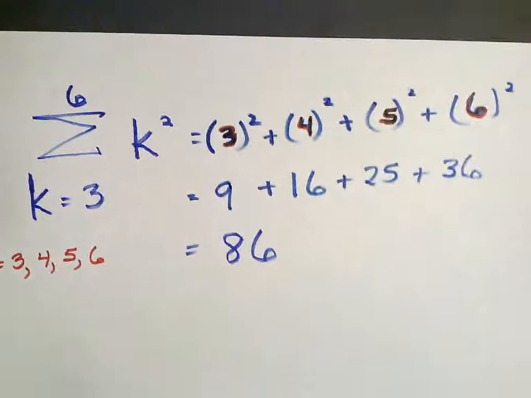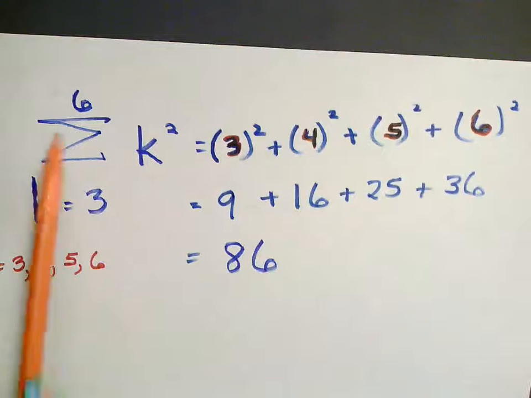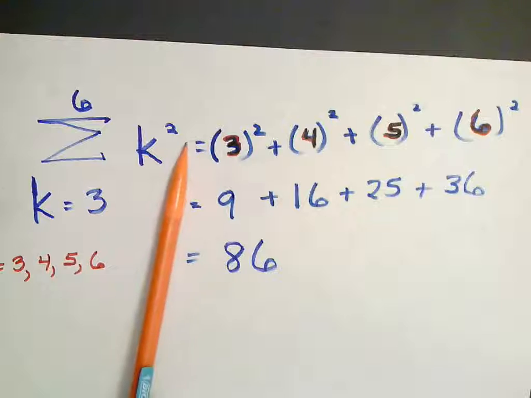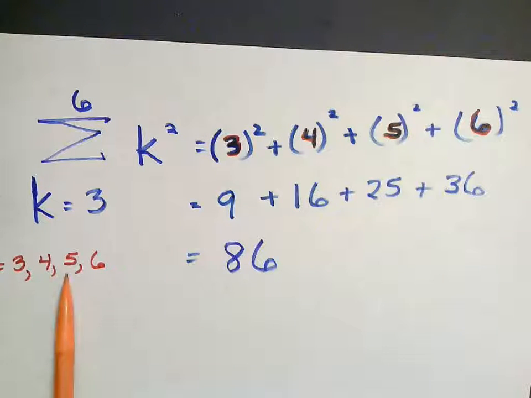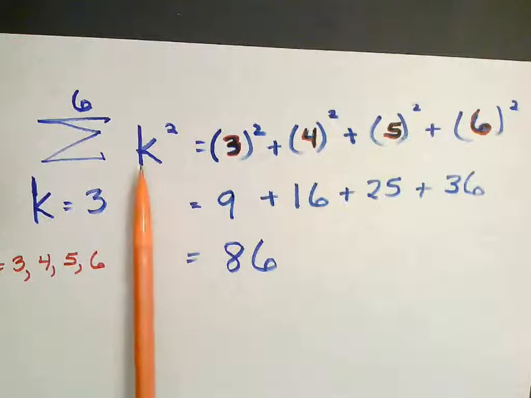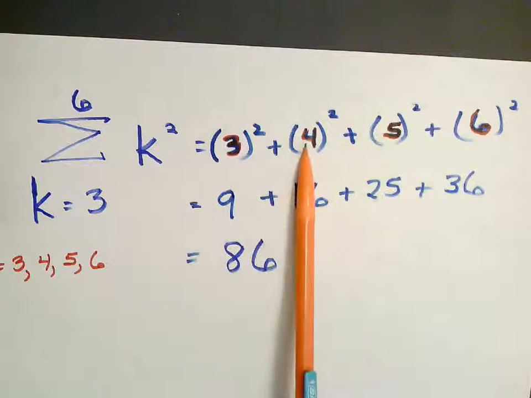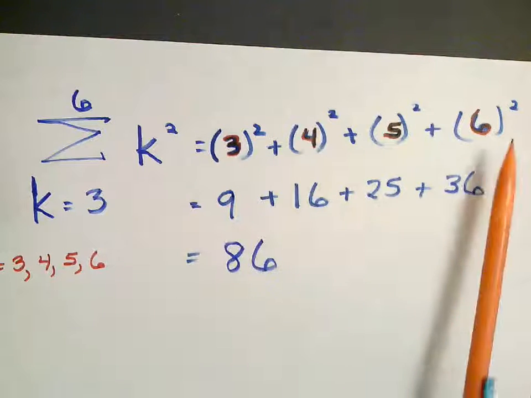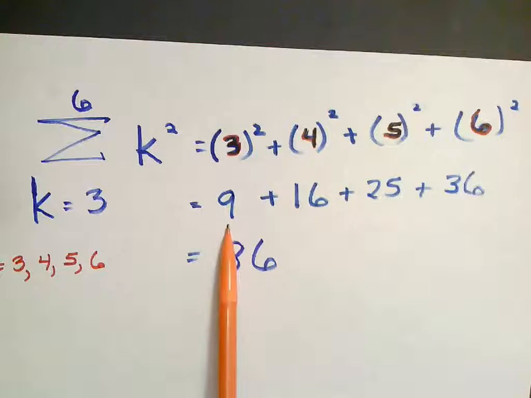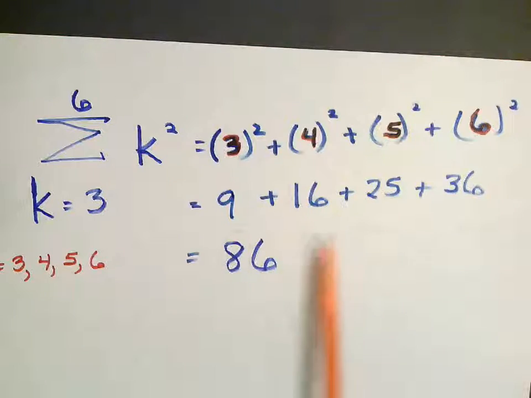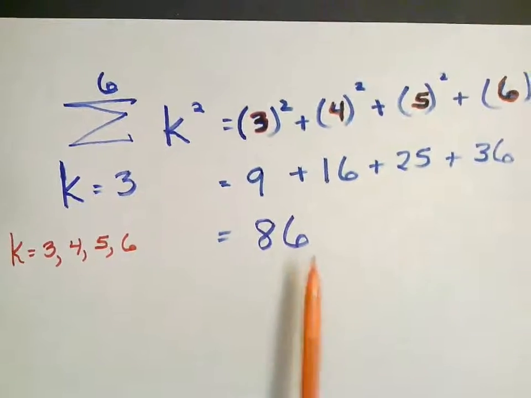We want to find the sum where the lower limit is 3 and the upper limit is 6, and the explicit formula is k squared. And the k will be 3, 4, 5, 6. So wherever I see k, the first integer that I'm going to use is a 3. So it's going to be 3 squared plus 4 squared plus 5 squared plus 6 squared. Well, 3 squared gives us 9, 4 squared 16, 5 squared 25, 6 squared 36. When we add all of these up, we're going to get 86.